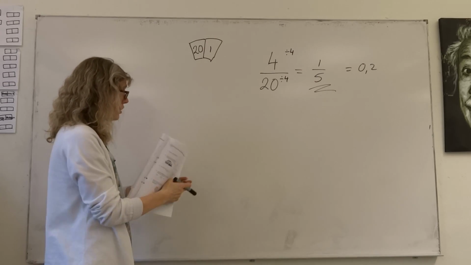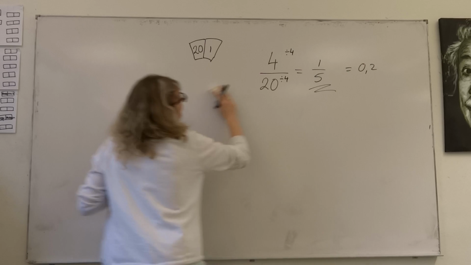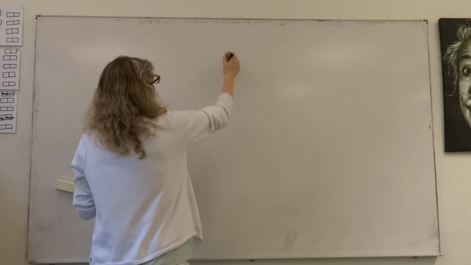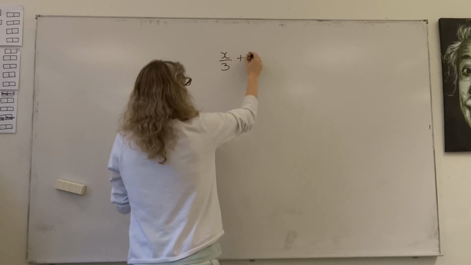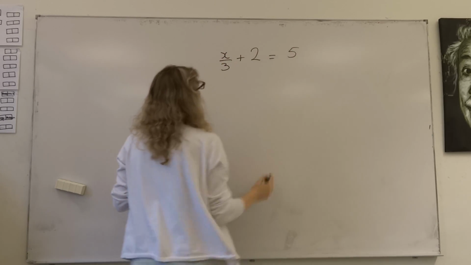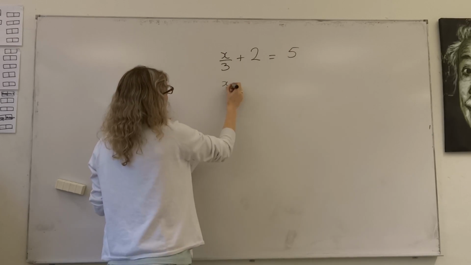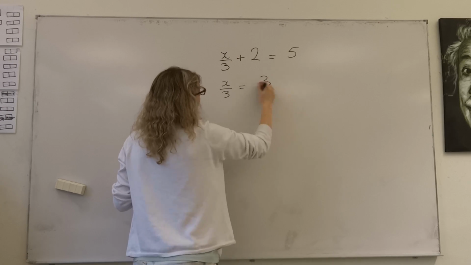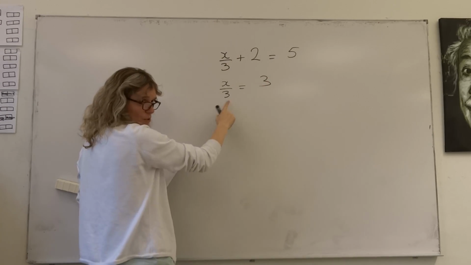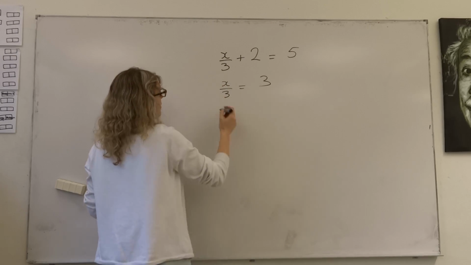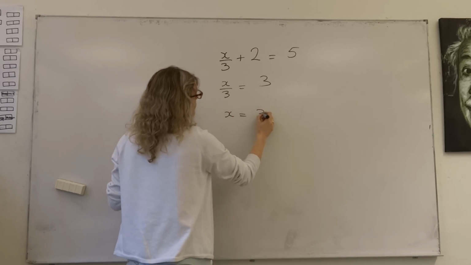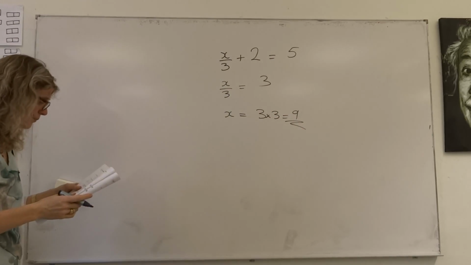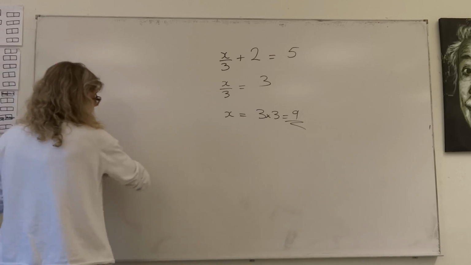Question 5, solve the following equation. We have x divided by 3 plus 2 equals 5. Move the 2 to the other side, it becomes minus. X divided by 3 is 5 minus 2, which is 3. We don't want to know what a third of x is, we want to know what the whole of x is. So multiply both sides by 3. We get x equals 3 times 3, which equals 9. So x equals 9 would be the correct answer there.